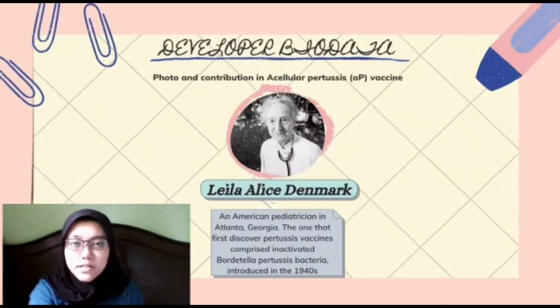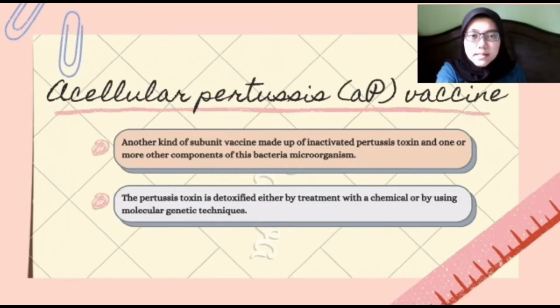For the acellular pertussis EPI vaccine, the inventor is Leila Alice Denmark, an American pediatrician in Atlanta, Georgia, the one who first discovered pertussis vaccines based on freeze-inactivated Bordetella pertussis bacteria, introduced in the 1940s. This is acellular pertussis EPI vaccine information. First, another kind of subunit vaccine made up of inactivated pertussis toxin and one or more other components of this bacterium. Second, the pertussis toxin is detoxified either by treatment with a chemical or by using molecular genetic techniques.